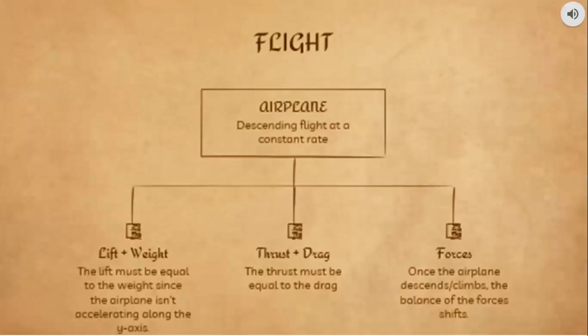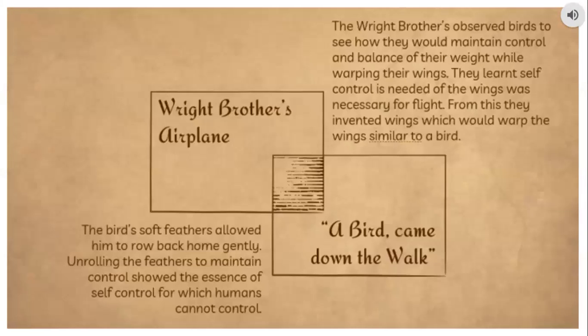For the action of flight regarding an airplane ascending at a constant rate, there are 3 concepts. The lift must be equal to the weight since the airplane isn't accelerating along the y-axis. The thrust must be equal to the drag, and once the airplane descends or climbs, the balance of the forces shifts. Comparing the structure of an airplane and the anatomy of a bird's wing, the Wright brothers learned self-control is needed of the wings and it is necessary for flight.